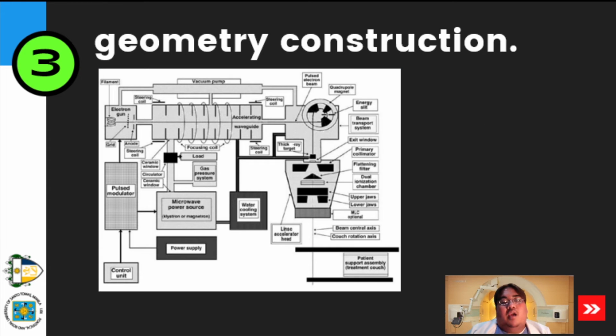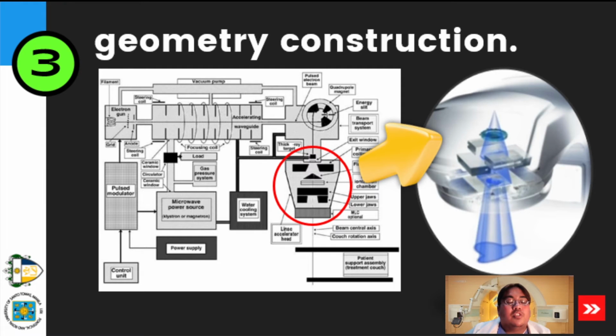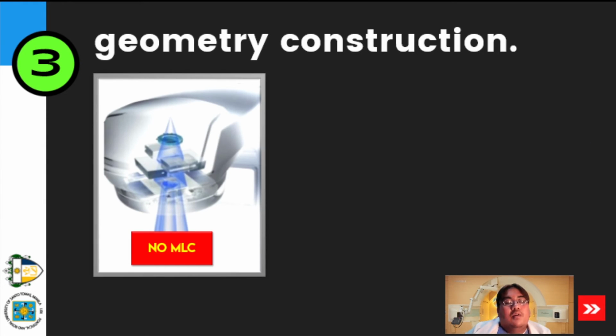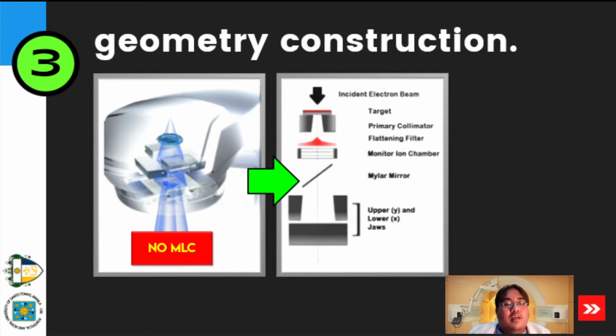Okay, so here you'll see a schematic diagram of a typical linear accelerator. Since we are only after the production of X-rays or photons, we shall be focusing on the components of the linac gantry head, hence the red circle. It shall serve as our basis for the geometry construction. Less the MLC, incident to the beam, we now have the target, then the primary collimator, then the flattening filter as well as a monitoring ion chamber, then the Mylar mirror, and lastly, the upper and lower jaws.